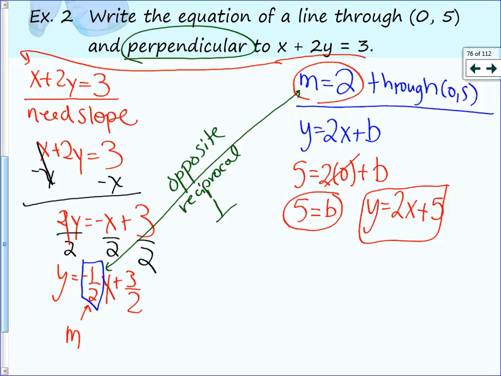So if it says reciprocal, you flip the fraction upside down. So 1/2 becomes 2/1, right? And then you make it positive, you change the sign. Oh, okay, right, okay, got it.